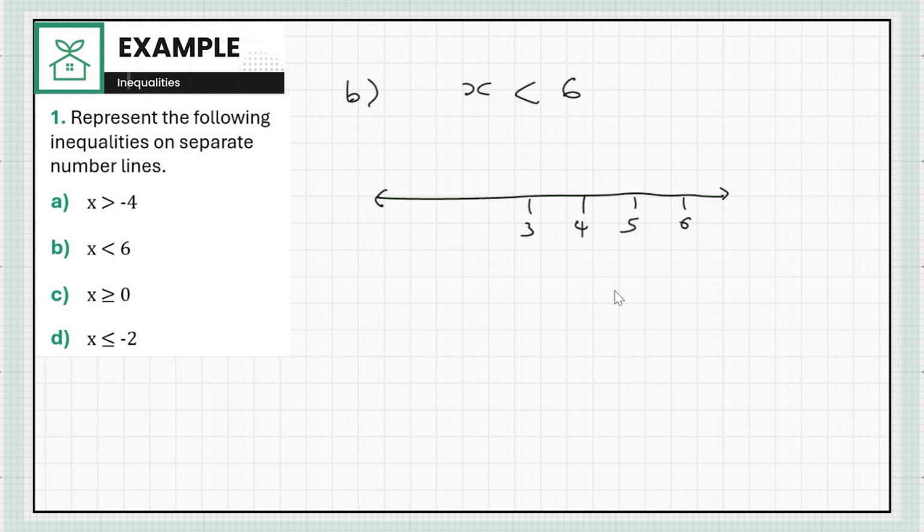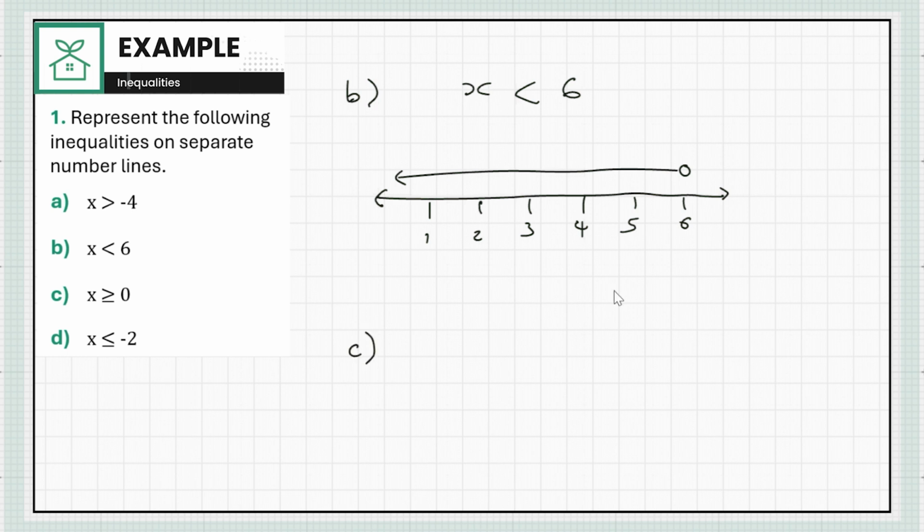4, 3, 2, 1. Right, so we're less than 6. We can't be equal to 6, so I'm going to put an empty circle. And then every single value less than 6 is going to solve this inequality, or be a representation of this on the number line.